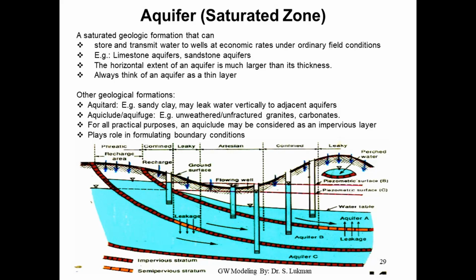Okay? And then we have aquiclude or aquifuge, for example unweathered fractured granites and carbonates. They can also store water, but normally their fissures are not connected. So they have water, but do not readily transmit it to wells. They may not have a lot of fissures, or they could have unconnected fissures, in carbonates and granites. That makes them bad aquifers, or in another word, aquiclude, because they exclude the water. They isolate the water.